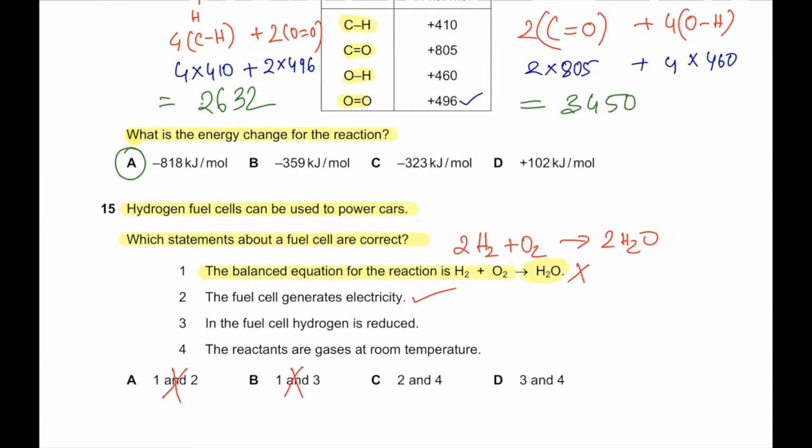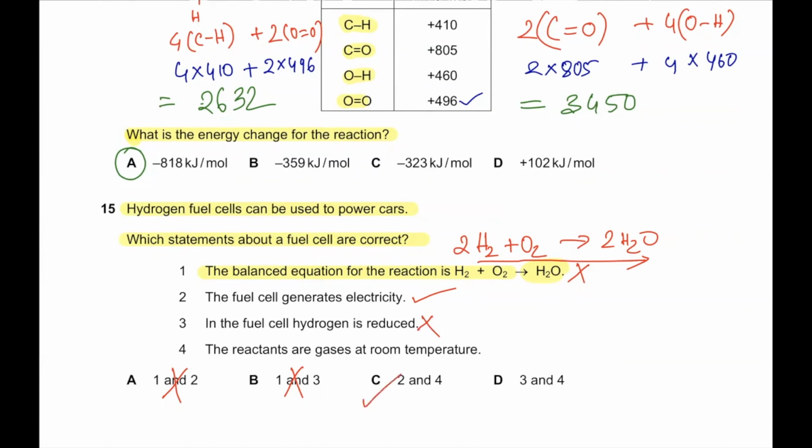All right. So reduction of hydrogen means gain of electron. We can see hydrogen is gaining oxygen, which is oxidation. Loss of electron is also oxidation. So number 3 is wrong. So if number 3 is wrong, then definitely the answer will be C.